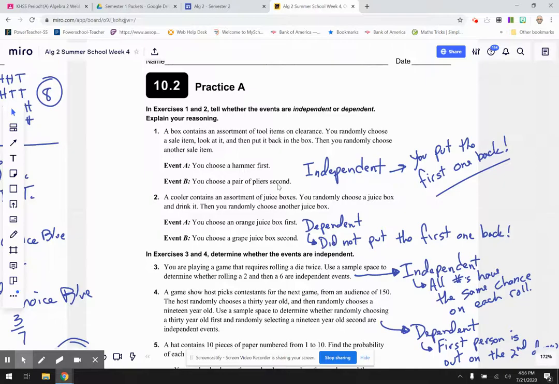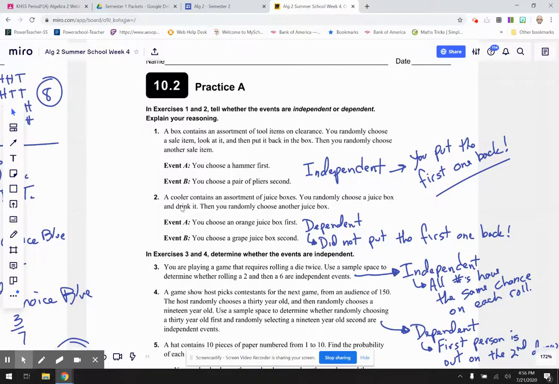So when you choose your plier second, the probability is still going to be out of the same amount because you put the hammer back. So since you put it back, that's an independent event. The second one's not going to matter what you got in the first one because you put it back. So that's independent.